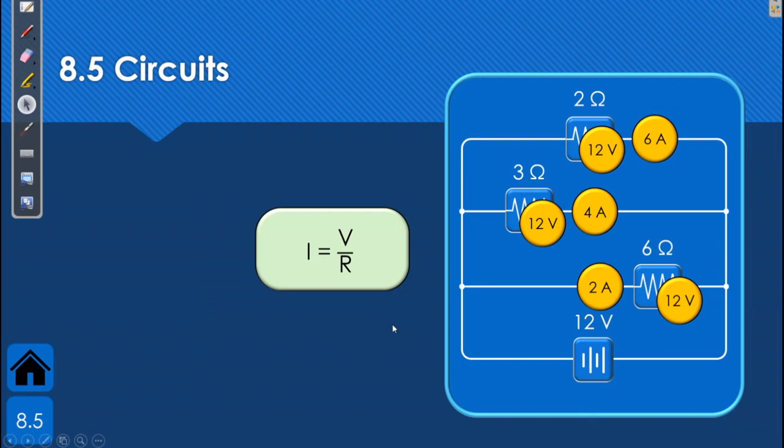If you've ever heard the expression that electricity follows the path of least resistance, this is pretty much what it means. The current across each branch is inversely proportional to the resistance on that branch. So the strongest current travels through the branch with the least overall resistance, and the weakest current travels through the branch with the greatest resistance.